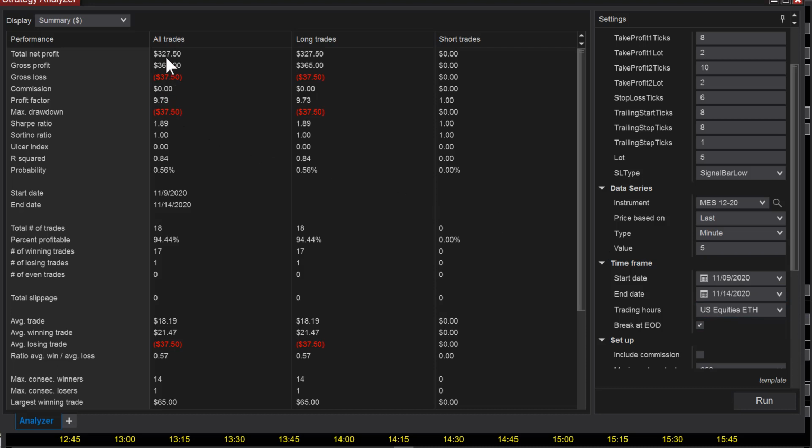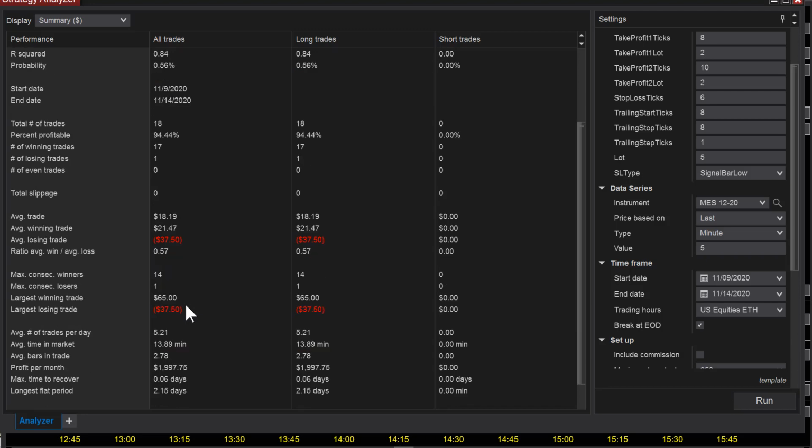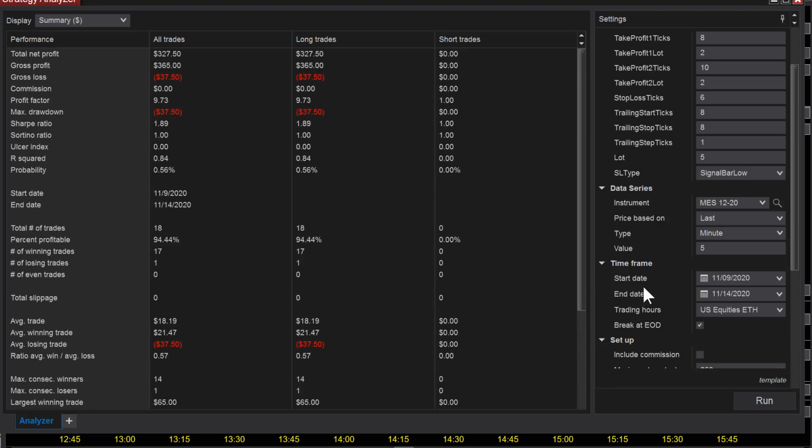All right, well, there's a 5 minute running the whole week. 18 trades, 17 winning trades, 1 losing trade. Average winning trade is $20. Average losing trade is only $37, so it's much better. 94% profitable, and the profit factor 9.73, and we're talking profits per month 2,000.